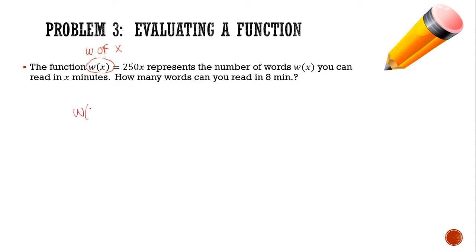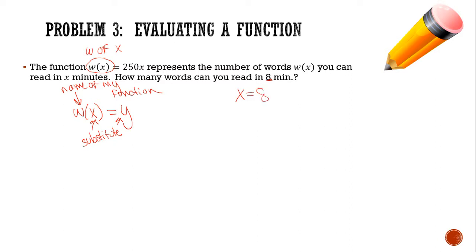Now, w of x is just a really fancy way of saying y. It's saying if I plug in x into a function named w, this is the name of my function. My function's name is w. If I plug in or substitute x, what am I going to get back out? Which is my y. So this one's saying w of x equals 250x. They want to know, what if x is 8 minutes?